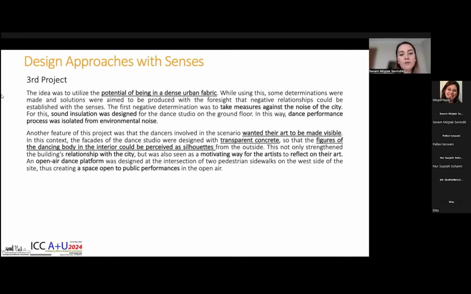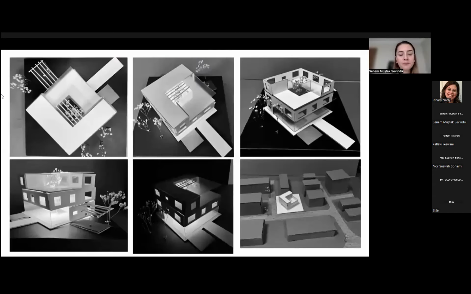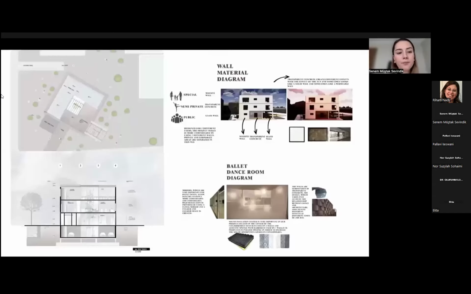An open-air dance platform was designed at the intersection of two pedestrian sidewalks on the west side of the site, thus creating a space open to public performances in the open air. And this is the model, the diagram, and the 2D drawings.